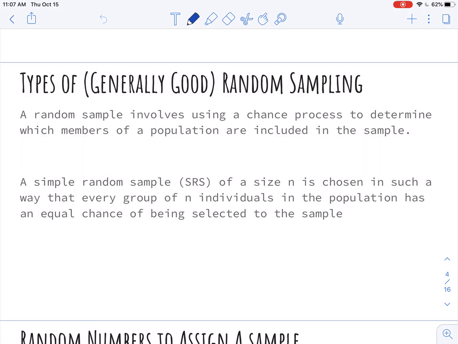A simple random sample of size n is chosen in such a way that every group of n individuals in a population has an equal chance of being selected to the sample. So again, let's say that we want to do a sample of upper school students, and I'm going to use this number 12 because this is going to be very helpful to us. We've got 12 kids that we want to sample, so we put every single name in a hat, pull them all out, and we say to ourselves, all right, cool, this is our sample. Every kid had an equal chance of being chosen from that hat. The sample that we're choosing is just those 12, and that's what it is.